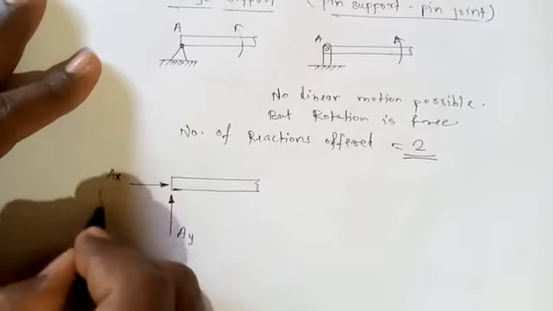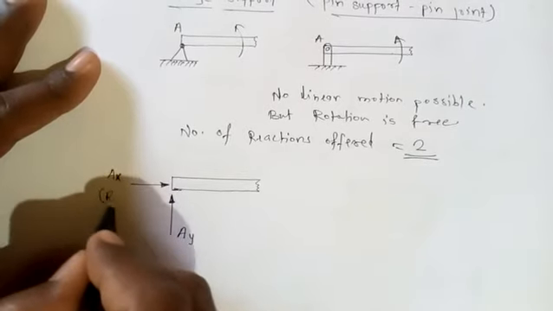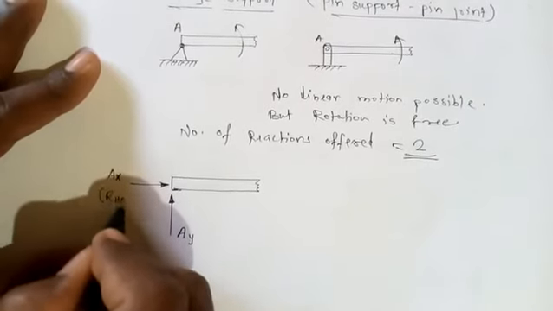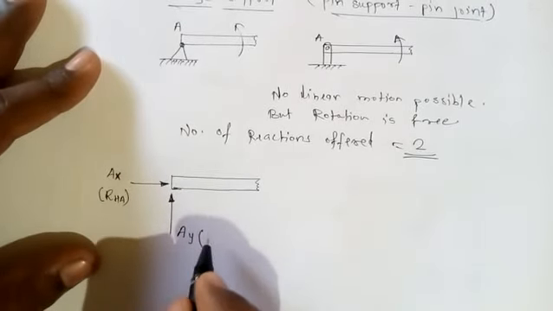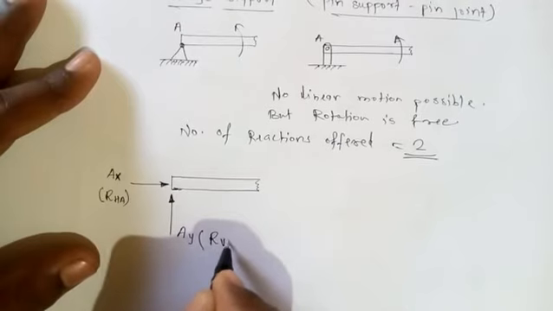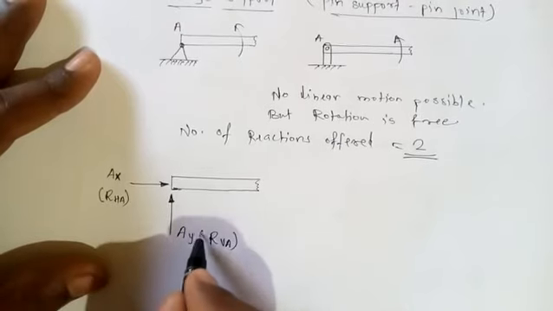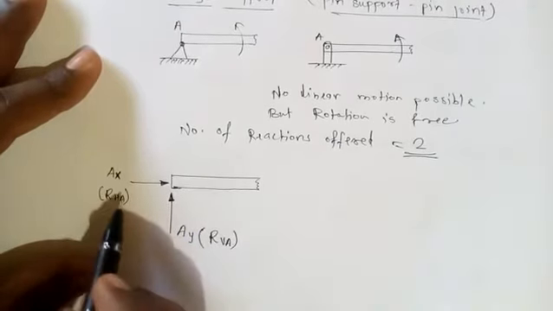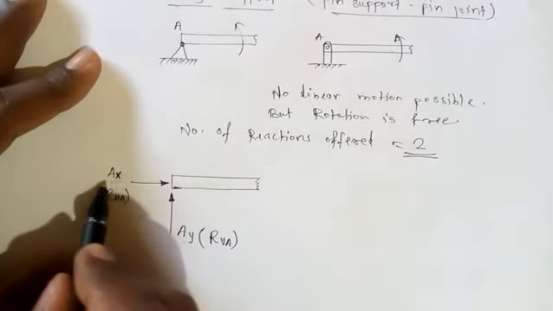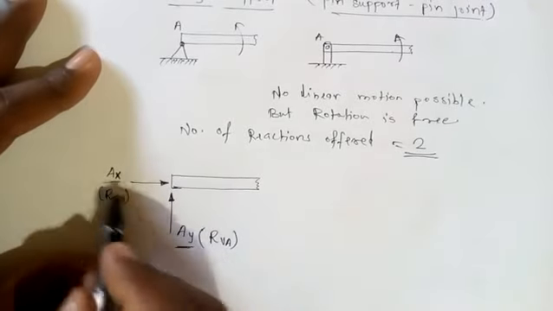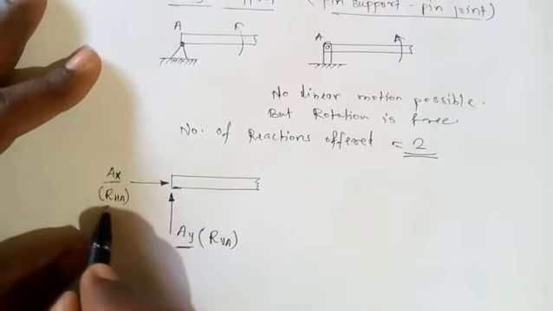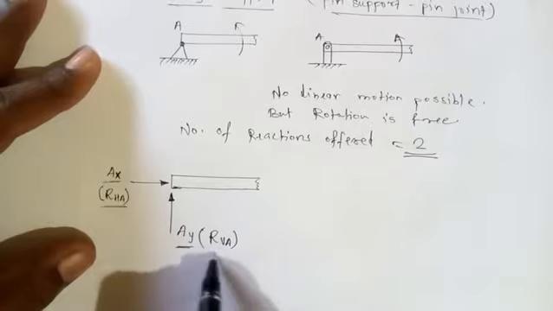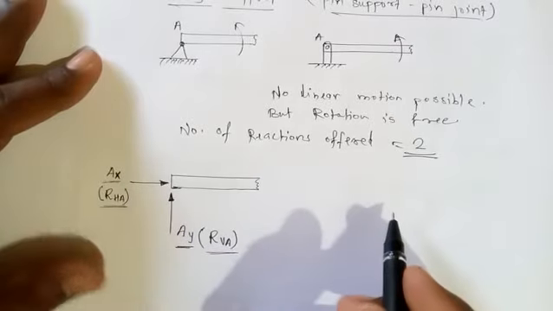Or you can also use another symbol, that is RHA, horizontal reaction at A, and for this also we can use another symbol, RVA. In the numericals, at some places I have used this symbol, that is AX, AY, as this is easy to understand, easy to remember. In some examples I have also used this symbol, that is RHA, RVA. Any symbol can be used.